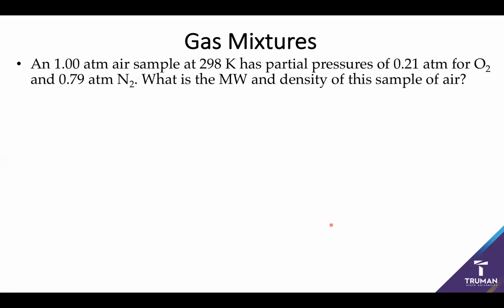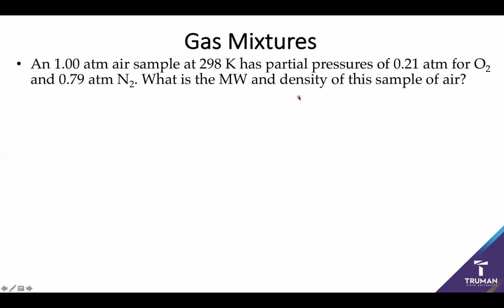Most notably, the gas you're most likely to encounter. Atmospheric air sample at room temperature, so 25 degrees C or 298 Kelvin. So it turns out that a very natural composition of air is about 0.21 atmospheres of oxygen and 0.79 atmospheres of nitrogen. So using this, we can try and determine the molecular weight and density for a fairly average sample of air.